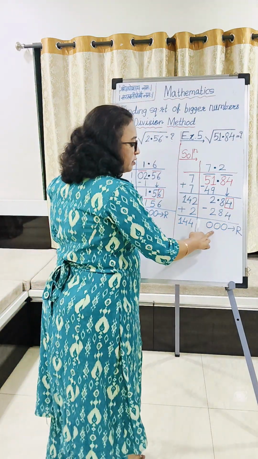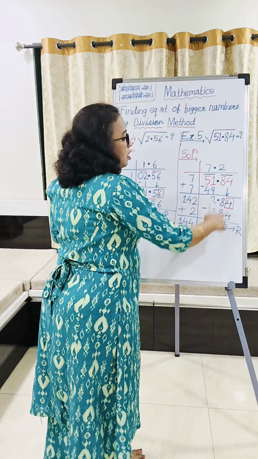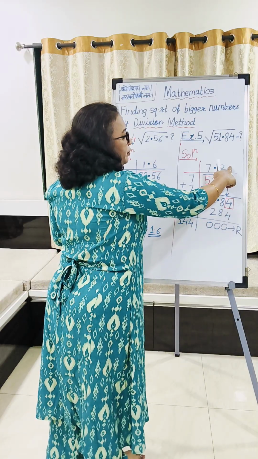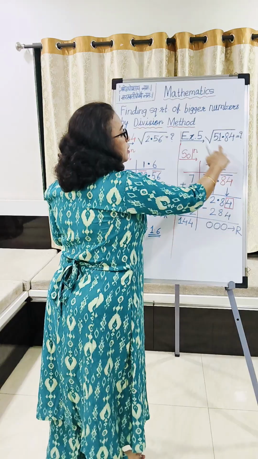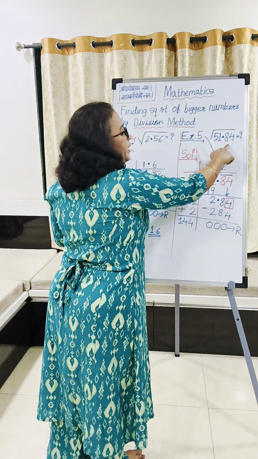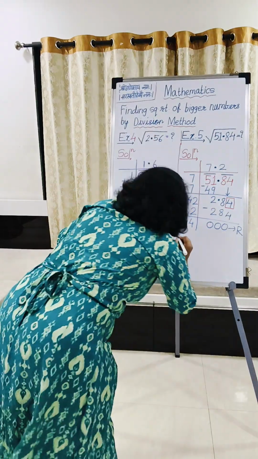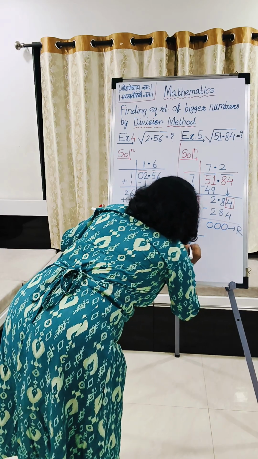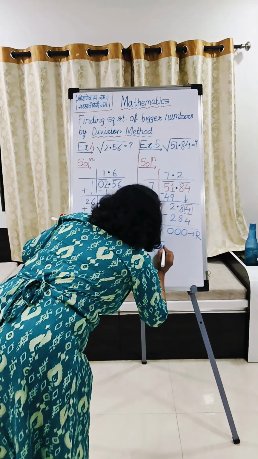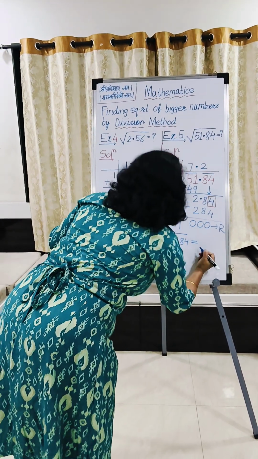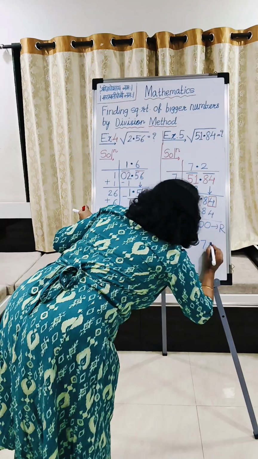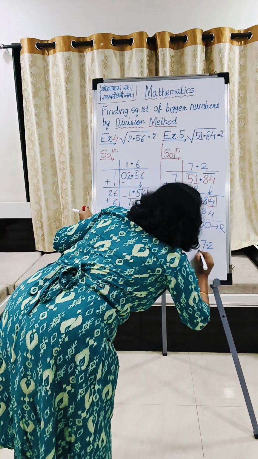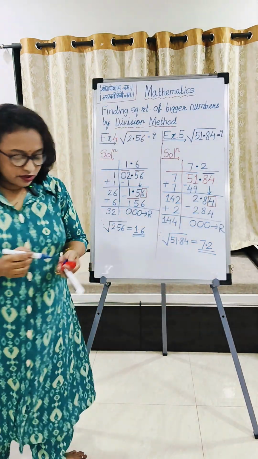Okay, as our remainder is 0, our quotient is 7.2. So this is our final answer. So the square root of 51.84 is 7.2. So we will write: square root of 51.84 is equal to 7.2.